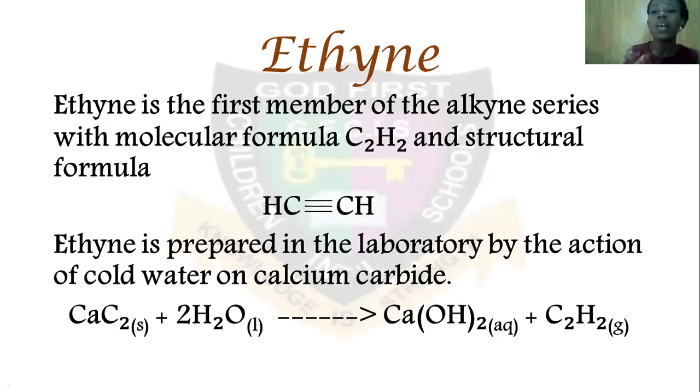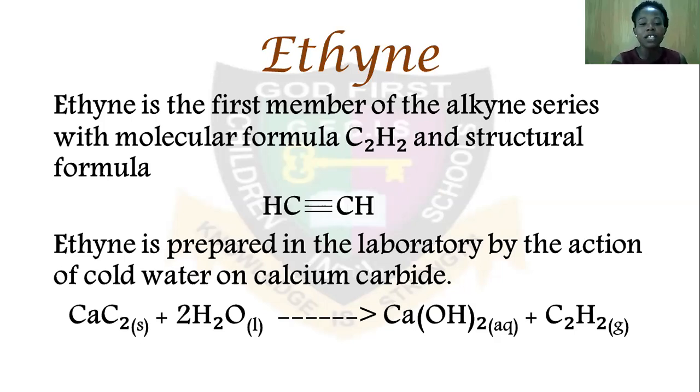So next, let's take a particular one. Remember I told you that once we study a particular one, we can also relate its properties to other members of that homologous series. So ethyne is the first member of the alkyne series with molecular formula C2H2 and structural formula H-C triple bond C-H, that is, a hydrogen attached to each carbon. So this is the structural formula.